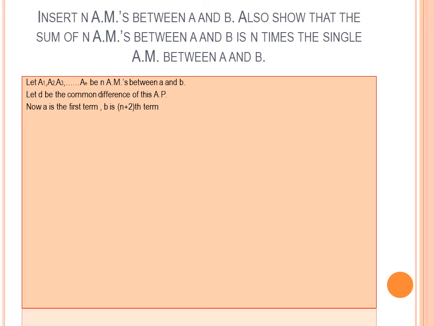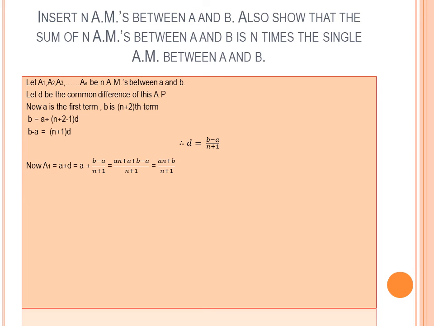Now if you just look at this A and B, A is your first term because you are introducing n AMs between two numbers. So A will be considered as the first term and B will be considered as the n plus 2th term. So this gives you the value of B is equal to A plus n plus 2 minus 1 into D. B minus A is equal to n plus 1 into D. Therefore, D is equal to B minus A divided by n plus 1.